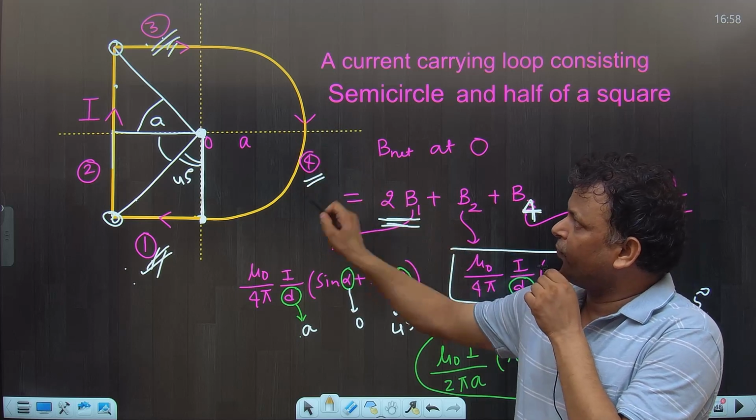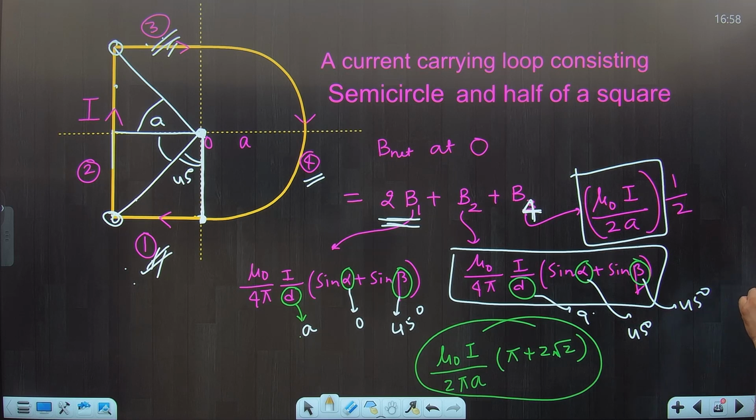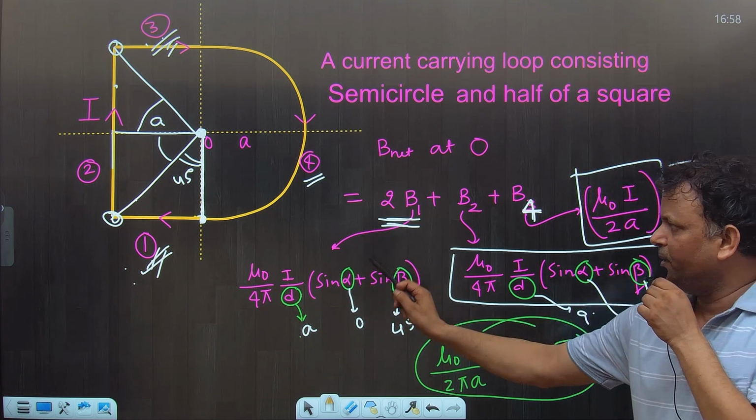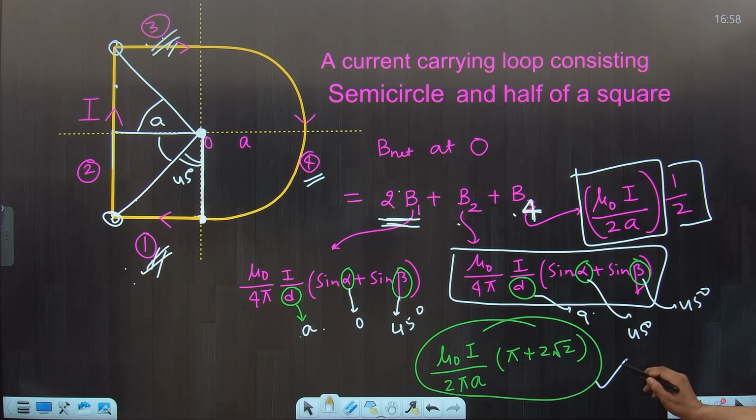B4 is half of the circle. Magnetic field due to complete circle is this much, mu naught I by 2a, and this is half of the circle. So you add all these, 2 times B1 plus B2 plus B4, and you will get the result.